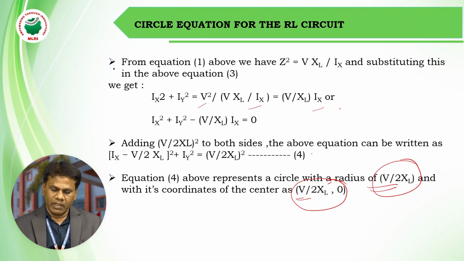So equation number 4 represents a circle in the case of a series RLC circuit with variable R and constant XL. The inductance is constant and the resistance is varying. This is the radius of the circle, and these are the coordinates of the center of the given circle.